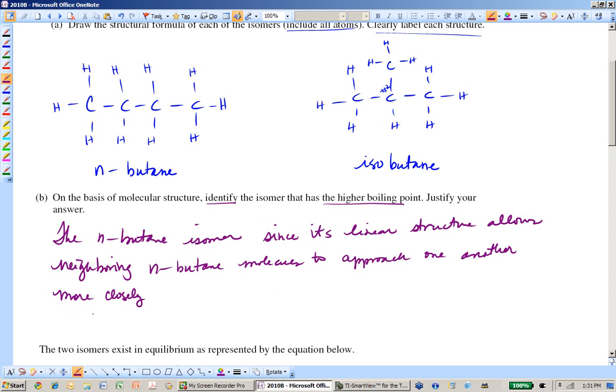All right, so they can approach each other more closely. What does that mean? That means that we have more temporary dipoles, induced dipoles. You choose your language.